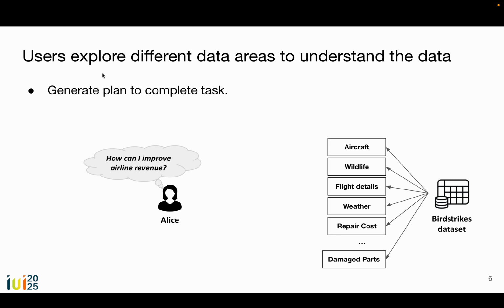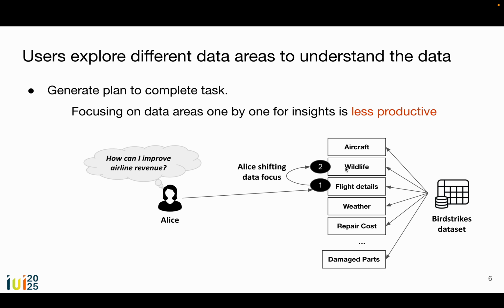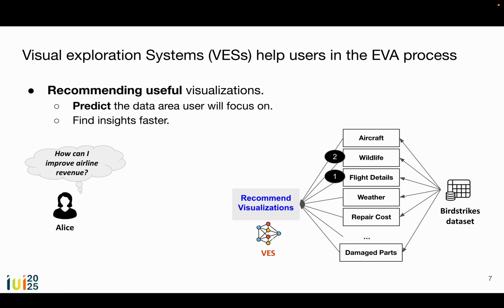That's why users explore different data areas to understand the data. This helps them to generate a plan to complete the task. In this case, our user Alice first thinks that the flight details data area might have something useful. Then she moves to a different data area, wildlife. But focusing on different data areas one by one for insights is less productive.